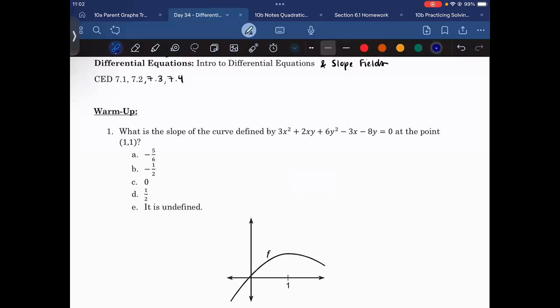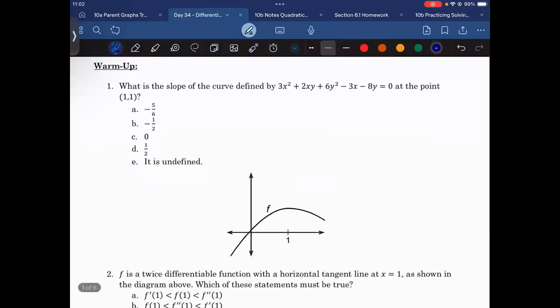We're gonna talk about differential equations and slope fields today. Start with the warm-up. This is way back when we were talking about related rates and all that stuff. So we're gonna take it with respect to x, and so when we do the y, we're gonna have that y prime, and you can write it the way that you would like, but just remember here, this is a product rule.